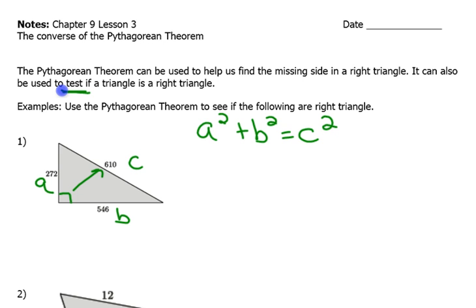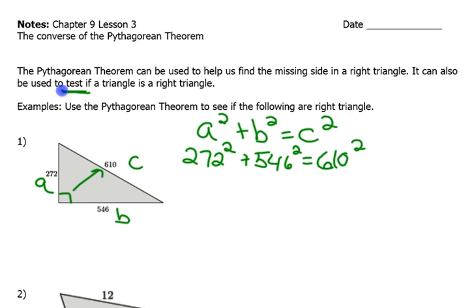So now I'm going to plug all three numbers into my equation. So 272 squared plus 546 squared. And I want to know, is that really equal to 610 squared? So now we're going to work both sides of the equation and see if we get equal things. So it's almost like we're testing or checking an answer.